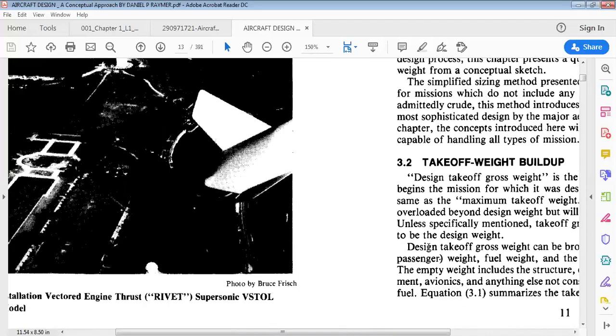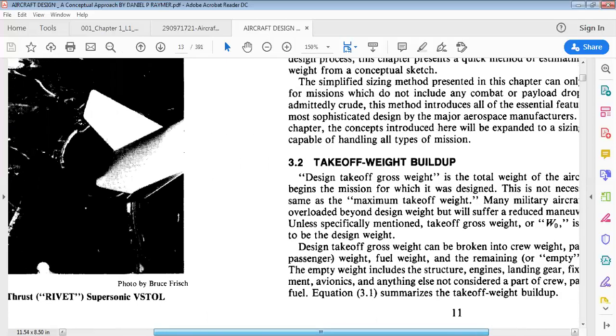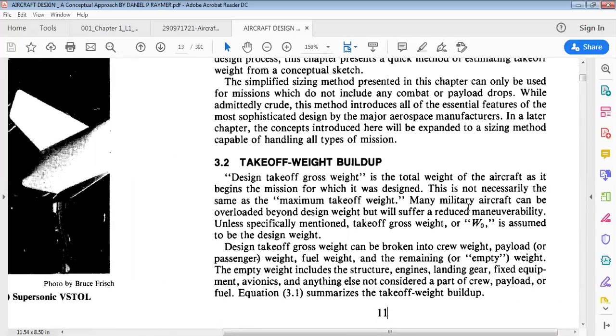So what is this takeoff weight build-up? Design takeoff gross weight is the total weight of the aircraft as it begins the mission for which it was designed. This is not necessarily the same as the maximum takeoff weight. Many military aircraft can be overloaded beyond the design weight, but they will suffer reduced maneuverability unless specifically mentioned in the takeoff gross weight.